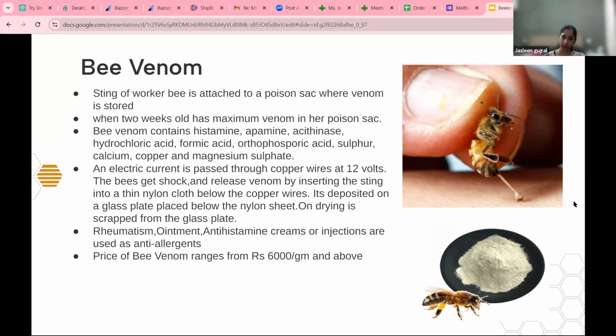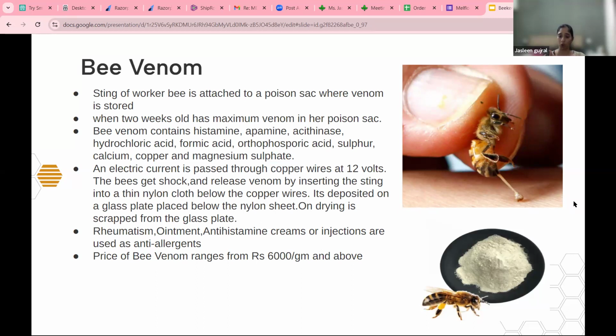Whenever you get stung by the bees, you get the allergy in the form of that area. As that area becomes inflamed, it becomes very bright red in color. If your whole body gets allergic, you can have an Allegra or an anti-allergic medicine in consultation with the doctor, and then your allergy will be reduced in 4 to 5 weeks. The price of the bee venom ranges from 6,000 a gram and above.